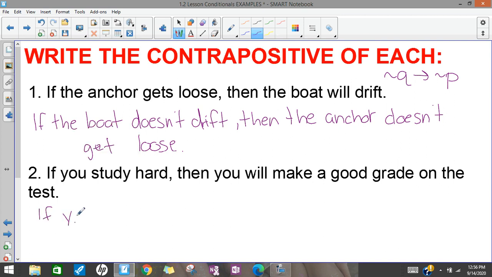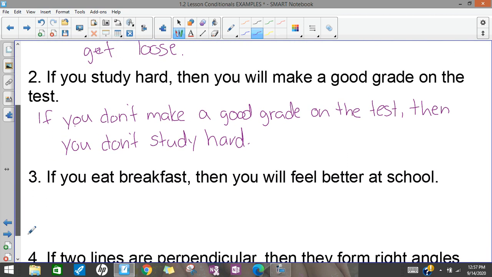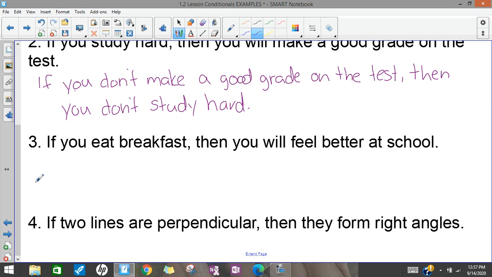If you don't make a good grade on the test, don't study hard. I'm changing the order and changing the meaning. So I'm doing both the converse and the inverse. Again, if then staying in the same spot.